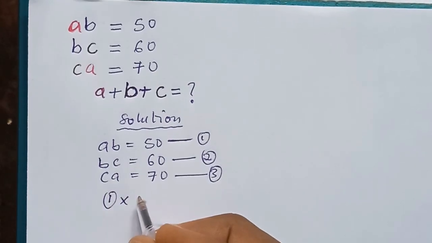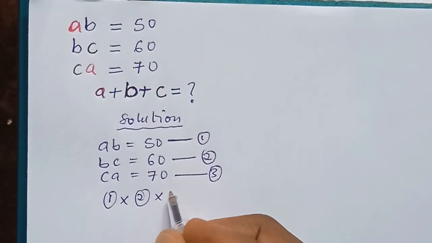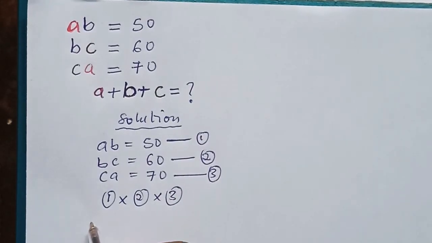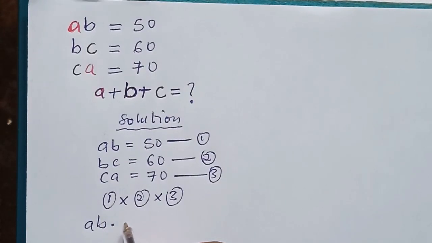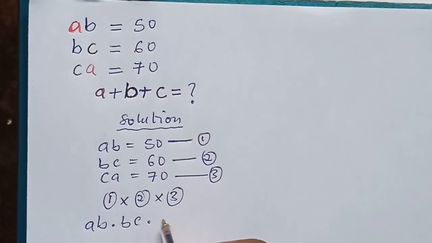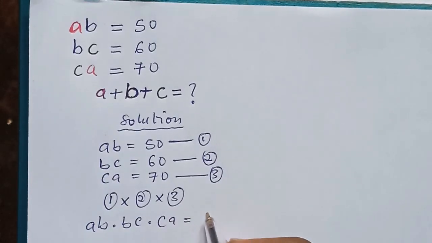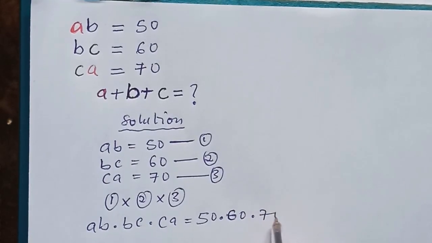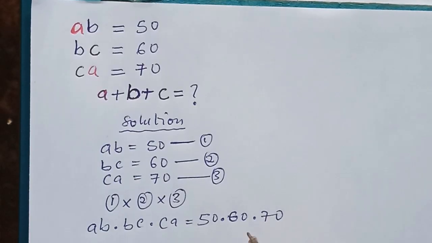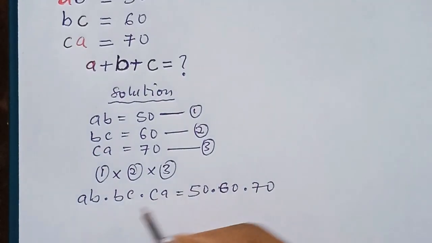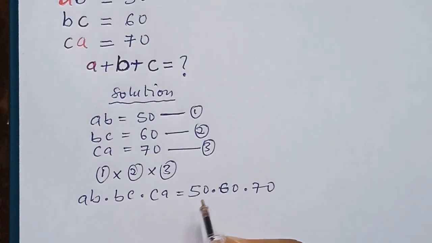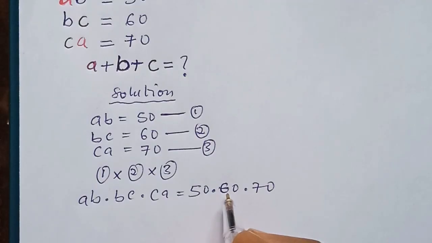Equation 1 multiplied by equation 2 multiplied by equation 3. So I'm going to have AB multiplied by BC multiplied by CA equal to 50 multiplied by 60 multiplied by 70. So I'm going to multiply the left hand side together and the right hand side together.